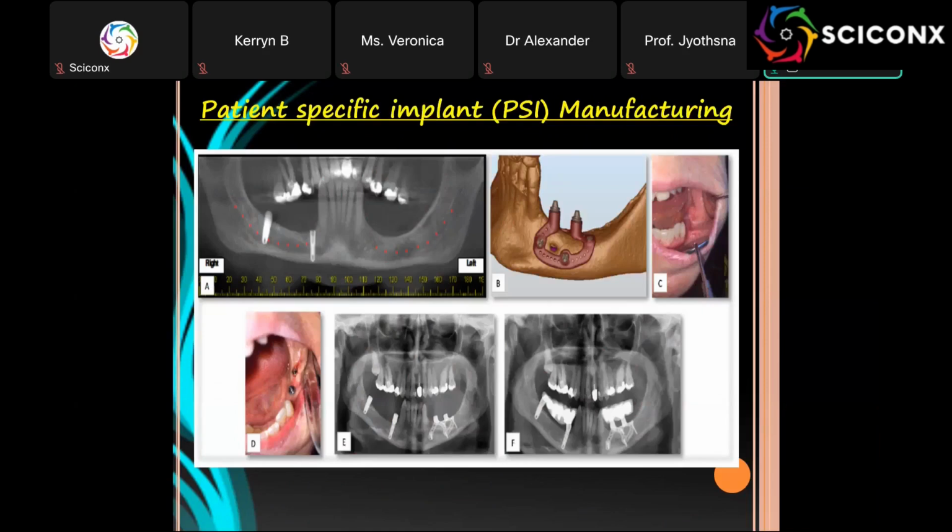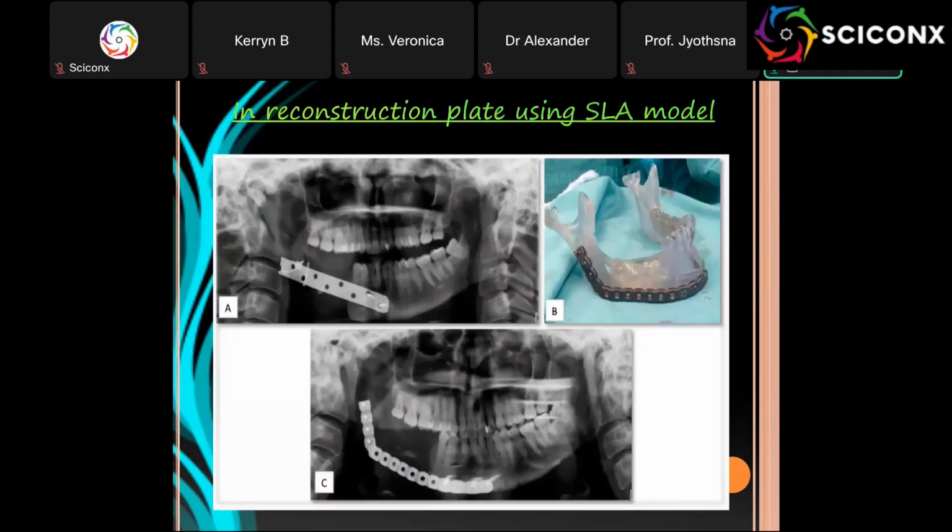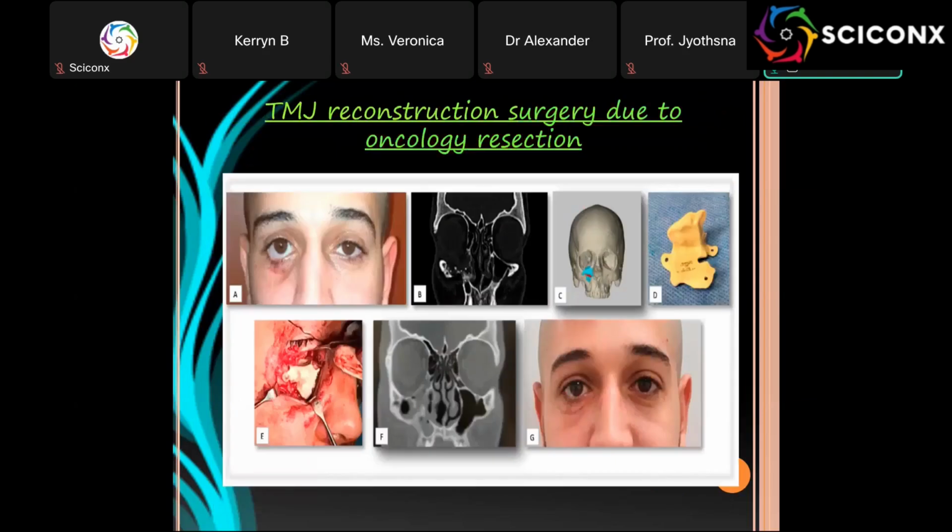It is also used in patient-specific implant manufacturing. This is the replica of the three-dimensional printed model on a computer screen, basically. This implant is going to be placed into the edentulous mandible, on the subperiosteum. This is the OPG showing the three-dimensional printed model that is going to be placed into the edentulous area of the mandible. It is also used in alveolar ridge preservation, in a reconstruction plate using an SLA model technique, and even for TMJ reconstruction surgery after oncology resection.